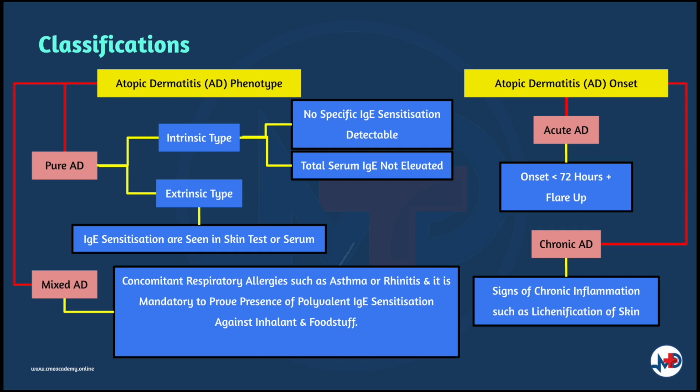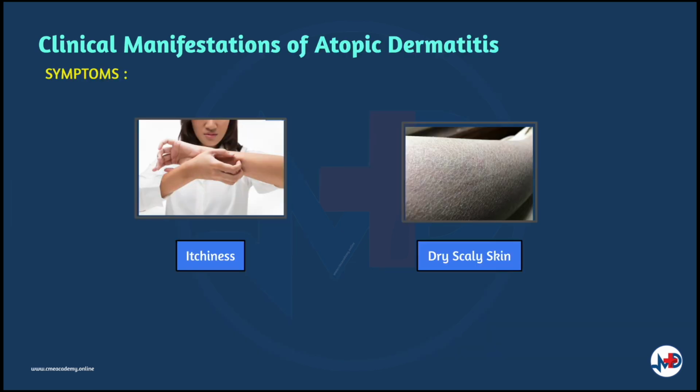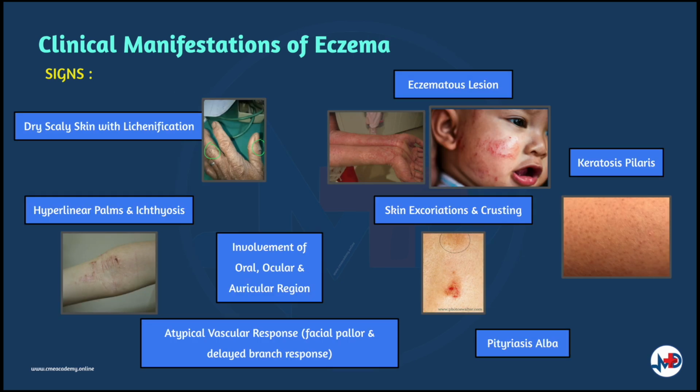Atopic dermatitis can also be classified based on its onset. Acute atopic dermatitis is new onset, less than 72 hours, and causes flare-up of symptoms. While in chronic atopic dermatitis, there are signs of chronic inflammation such as lichenification of the skin. Patients with atopic dermatitis will complain of skin changes such as itchiness and dry scaly skin. Physical exam reveals dry scaly skin lesions with lichenification.